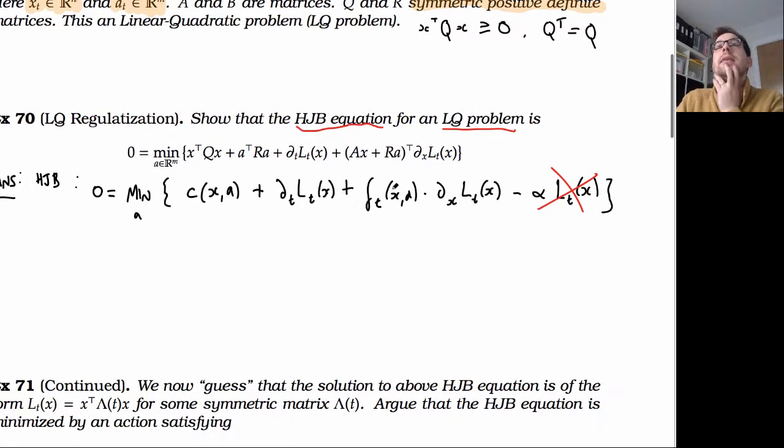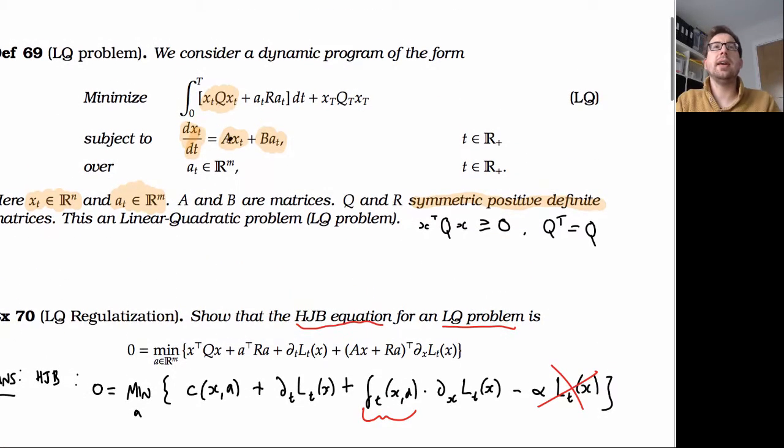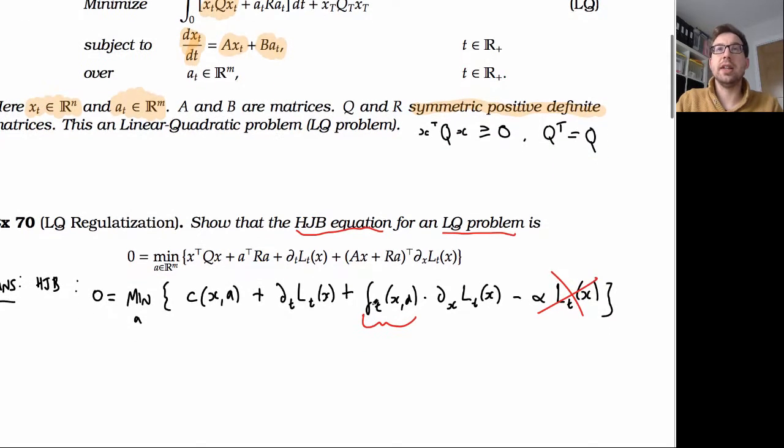Then we need to include what f is here. f in our case is just this function here, Ax plus Ba. I've used R, but this should be a B, typo. This maps exactly with this. And then finally we need to include our instantaneous cost, which is exactly this here.